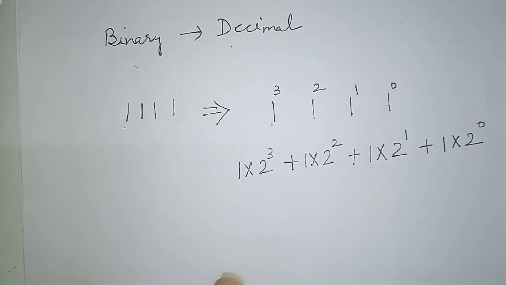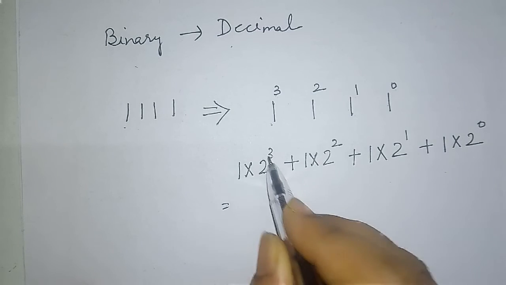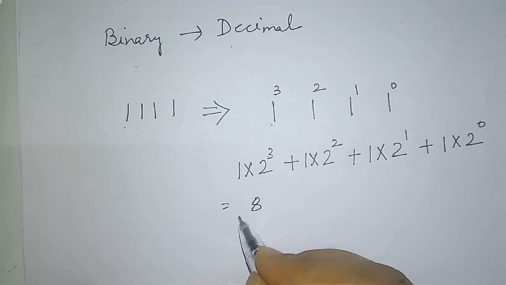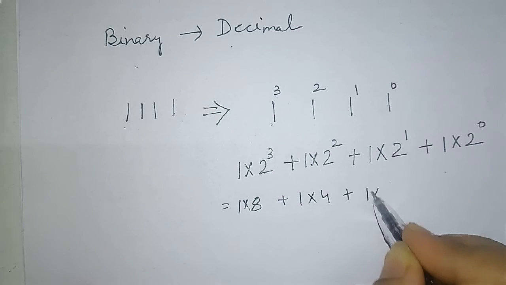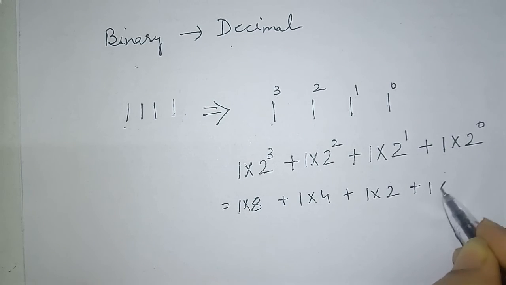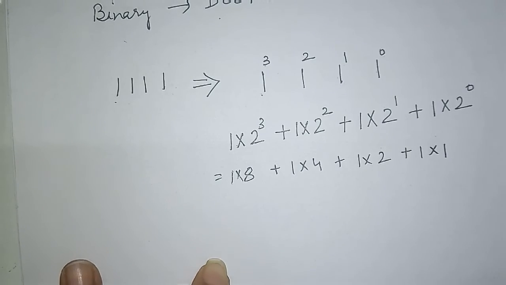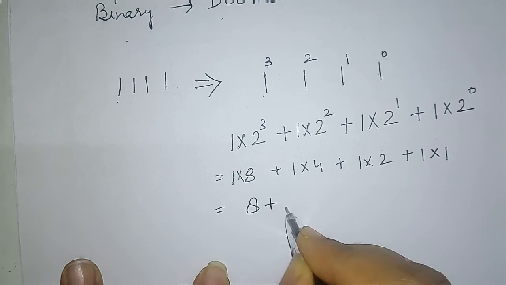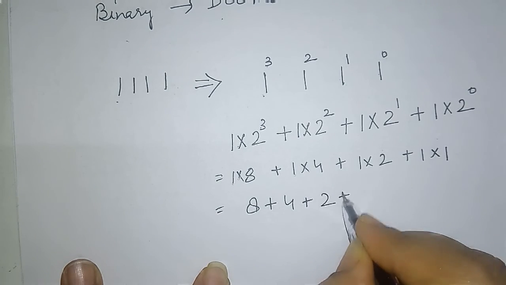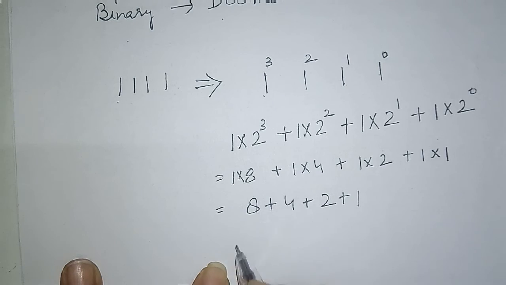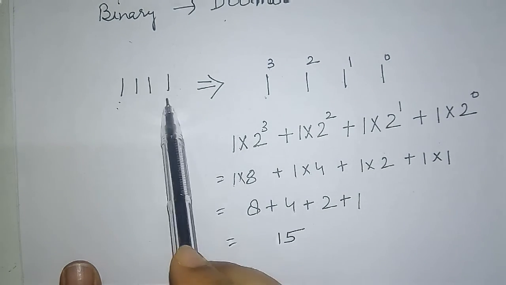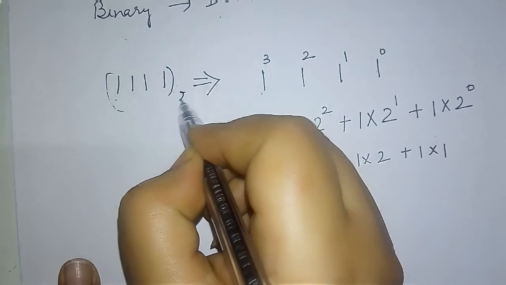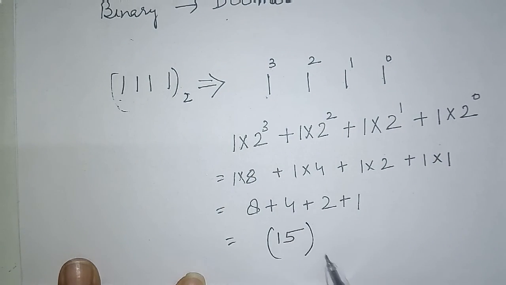Now simple mathematics will be applied over here. 2 to the power 3 is 8, so 1 into 8 plus 1 into 4 plus 1 into 2 plus 1 into 1. So 8 plus 4 plus 2 plus 1 equals 15. So 1111 in the binary number system is equivalent to the number 15 in the decimal number system.